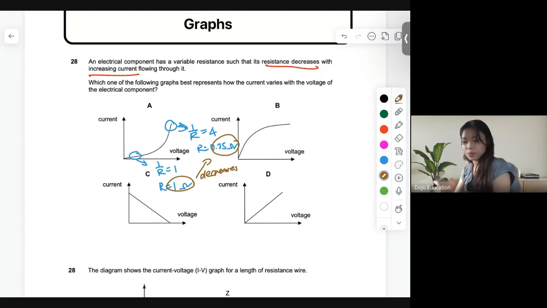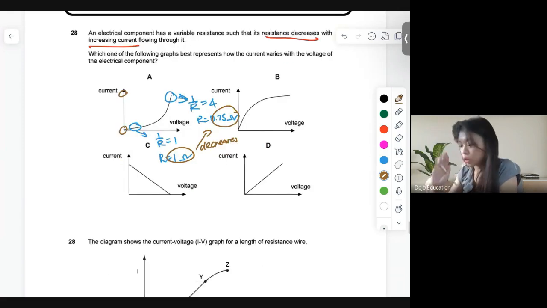Okay? So from then, you can see option A is a decreasing resistance. And the current is increasing also because it goes from 0 to maybe 10, for example.